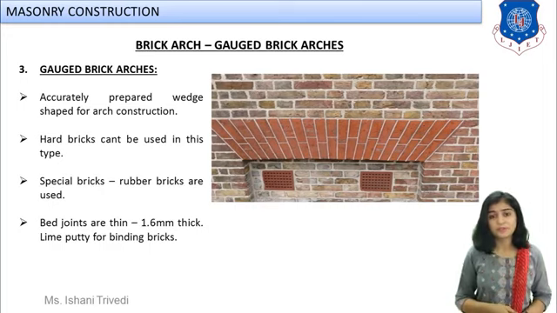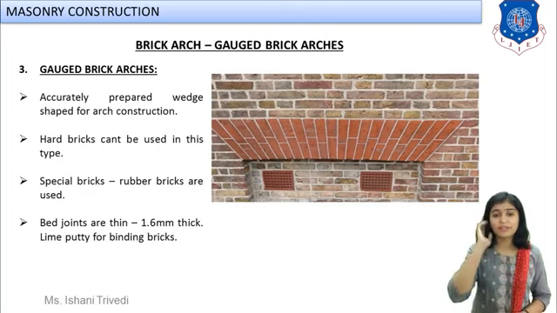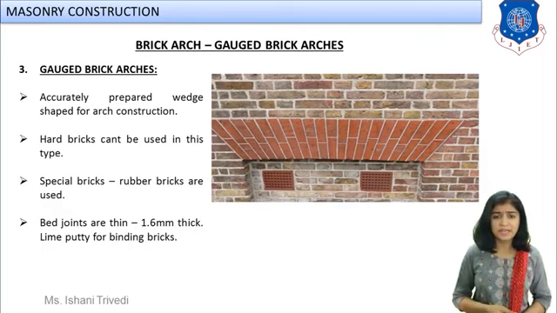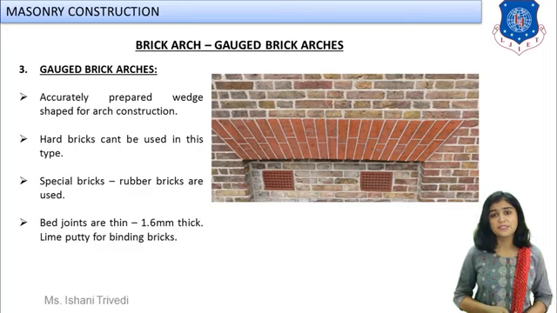So that becomes your third type, known as gauge brick arches. The joints here will be very much less thick, around 1.6 mm thick only, the bed joints. You can see over here, this is your example of a relieving arch, right? I will explain to you what is a relieving arch. We will talk about that. But you can see over here how perfectly it is designed. The depth you can see is 2 brick thickness. So this is your gauge brick arches.